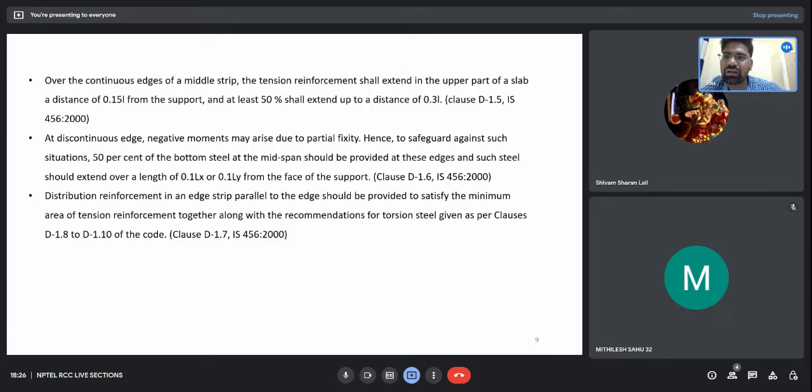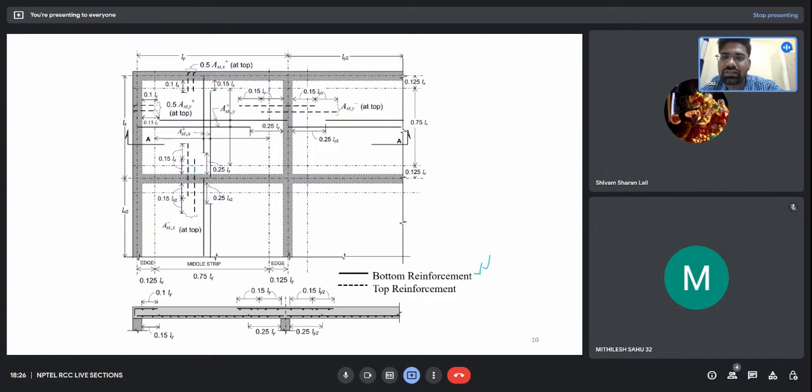Now let's talk about the curtailment of the bars. Over the continuous edge of the middle strip, the tensile reinforcement shall extend in the upper part of the slab to a distance of 0.15 L. This is also similar to the one-way slab. And at least 50% should extend up to a distance of 0.3 L. Here you can see these are the top reinforcements, the ones which are highlighted in dots. 50 percent of them should extend only up to a distance of 0.3 L.